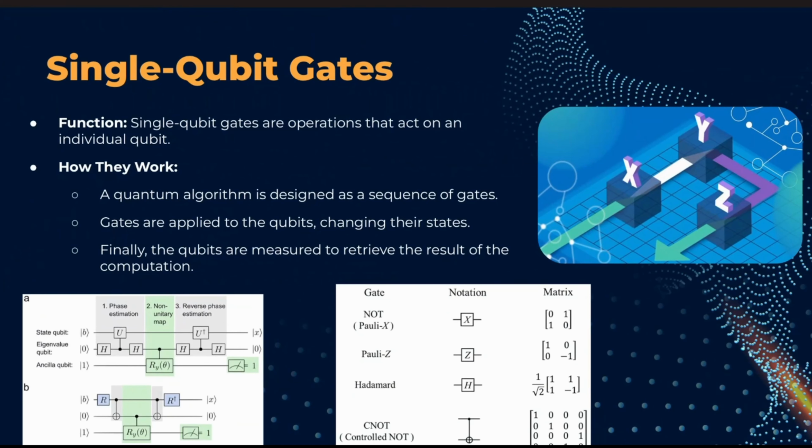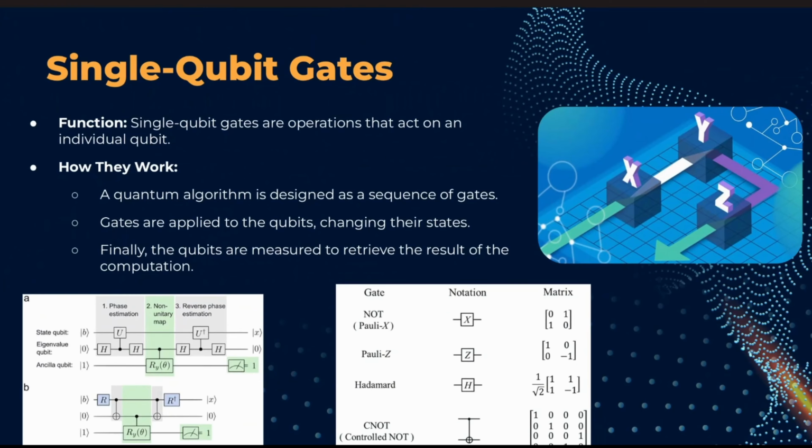It's simple. First, a quantum algorithm is created as a step-by-step sequence of gates. Each gate is applied to a qubit, slightly changing its state, and after all the gates have been applied, the qubits are measured, which gives us a classical result we can read, like a 0 or 1.